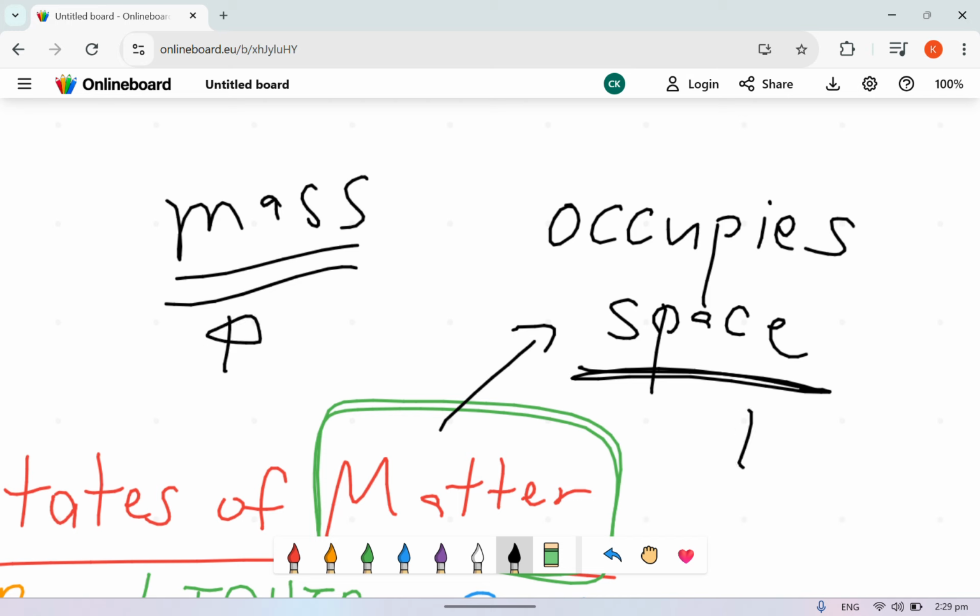Mass and occupies space, not weight. Okay, mass and weight are different. Mass is basically how heavy it is. Weight is a force, alright? But that's not important for now. Basically, just know about that.